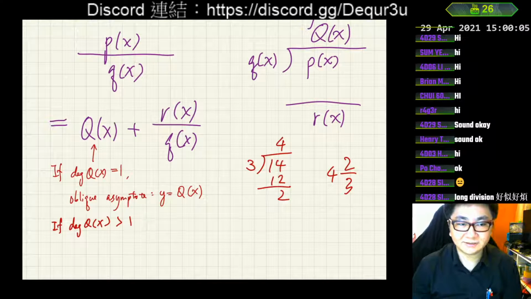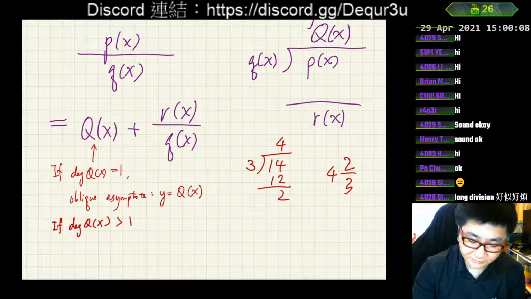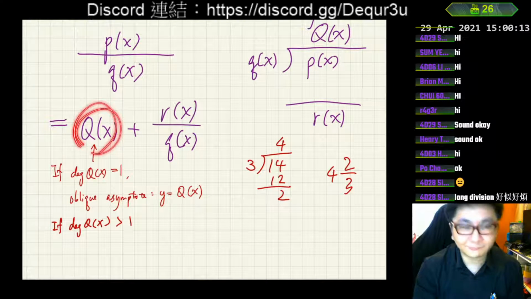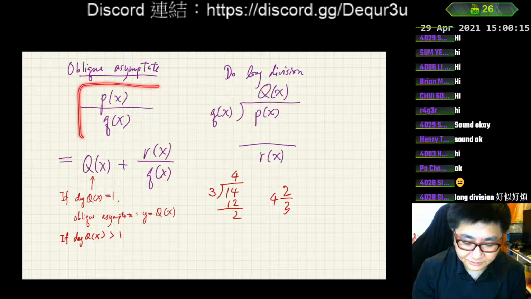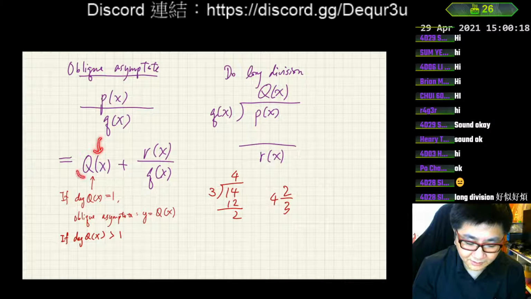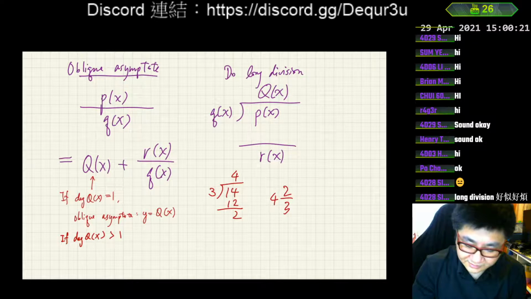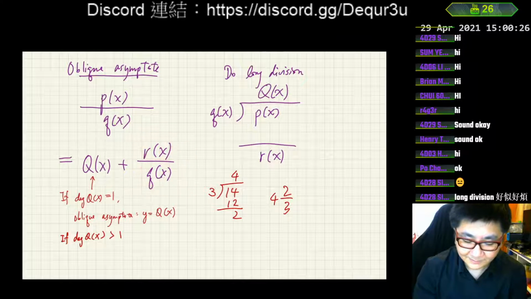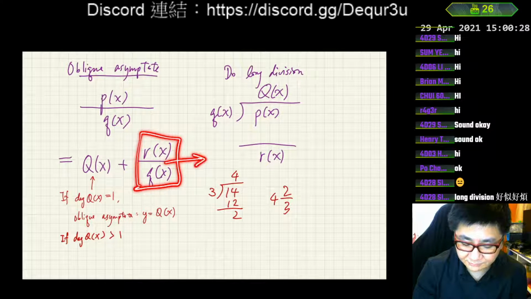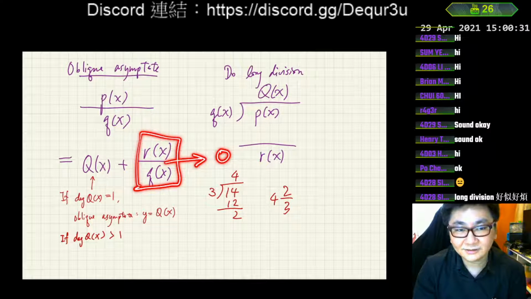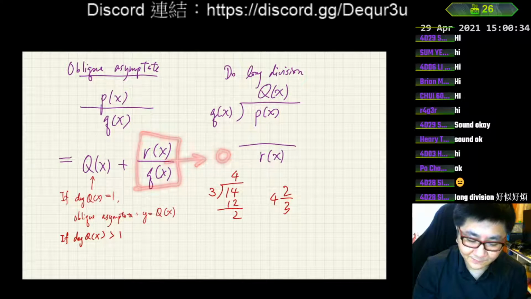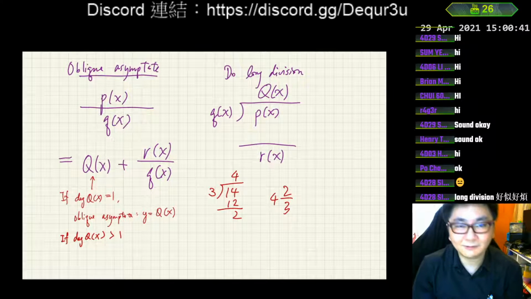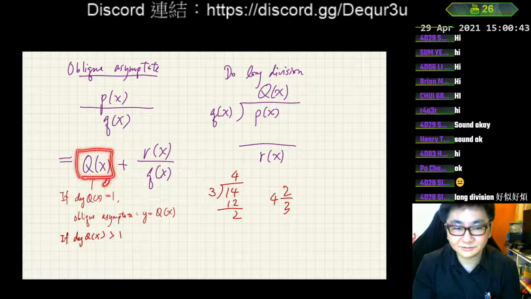If the degree is bigger than 1, that means this quotient is, for example, quadratic power 2, or maybe even higher, power 3, power 4. Then the original function will be going nearer and nearer to this q(x), because r(x) has a smaller degree than this one. Therefore, when x tends to infinity, this will surely go to 0. So the function will be going nearer, and q(x) is not just power 1, it's higher, for example power 2, power 3.